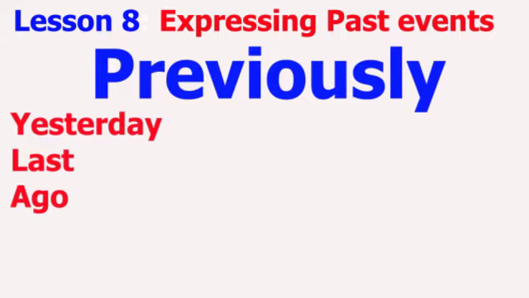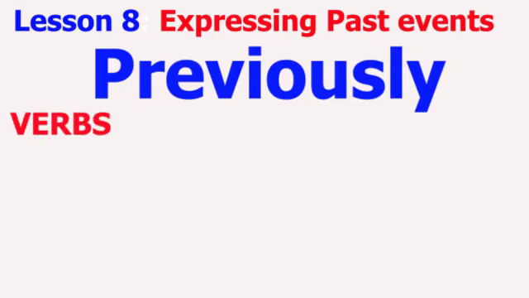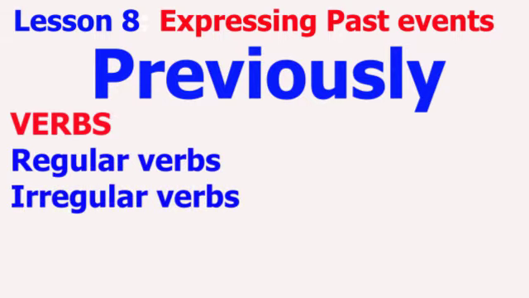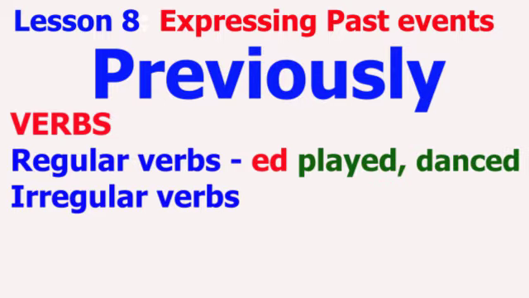But we also said that we need to be careful with the way we are using our verbs, because we'll be using two kinds of verbs. The first is regular verbs, and the second is irregular verbs. In regular verbs we are just adding ed. For example, play, played, and dance, danced. Irregular verbs do not take ed, so they take other forms. For example, come becomes came, and take becomes took.